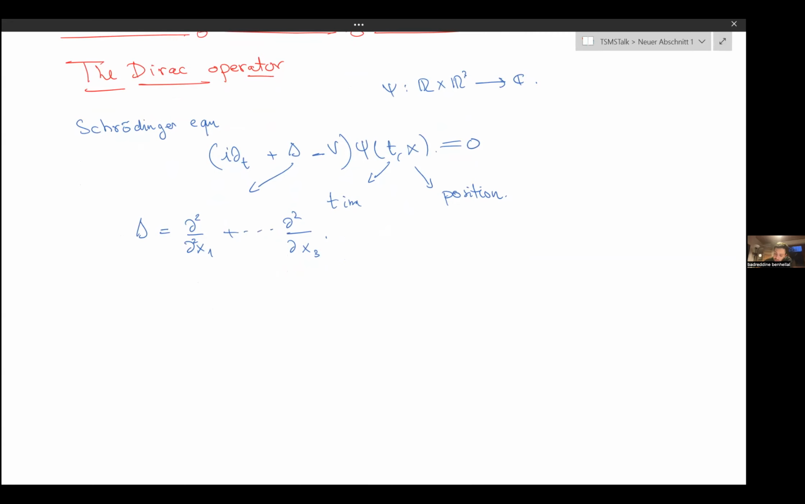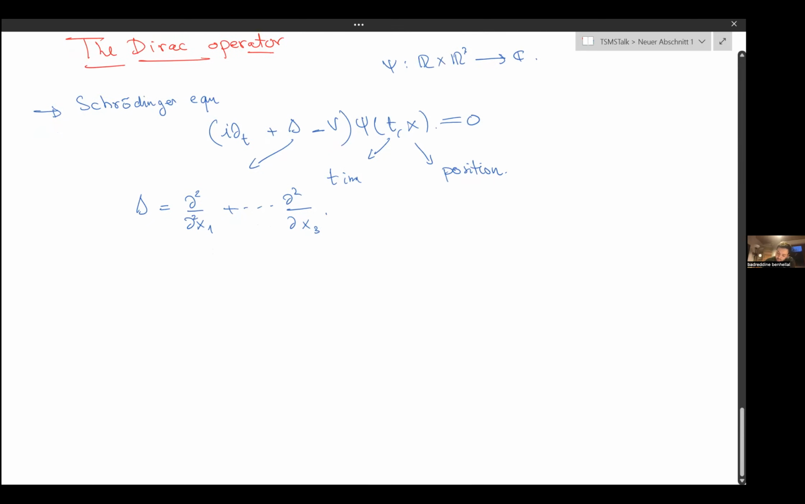So this equation describes the motion of a quantum particle, a non-relativistic quantum particle. Here I forgot the Planck constant and the mass and so on. So I'm taking all this to be equal to 1. And so this is quantum mechanics.